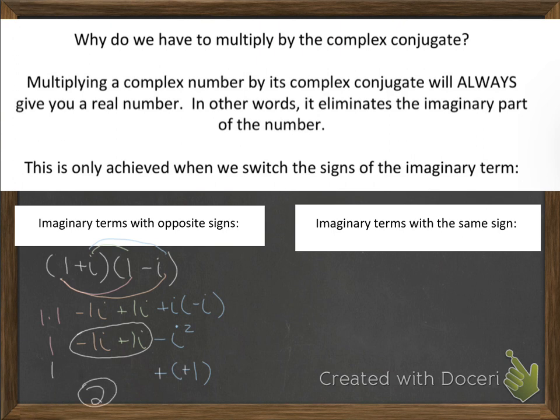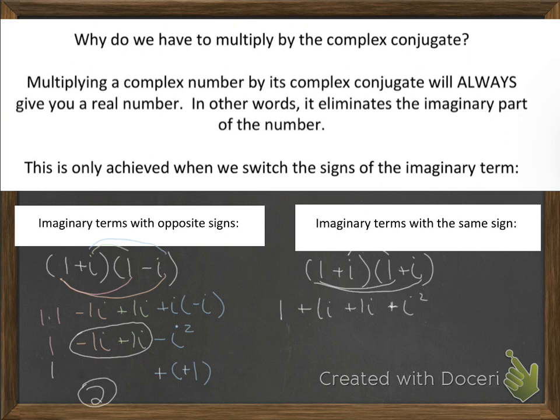Let's see if the same magic happens if I try to multiply 1 plus i times itself. In other words, if I don't change the signs. So I have 1 times 1 is 1. Then we have our outer terms, plus 1i. We have our inner terms, plus 1i. And our last terms, plus i squared.